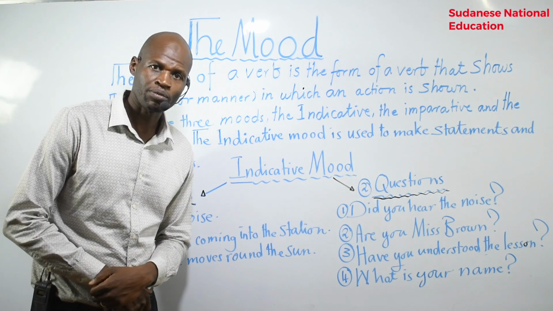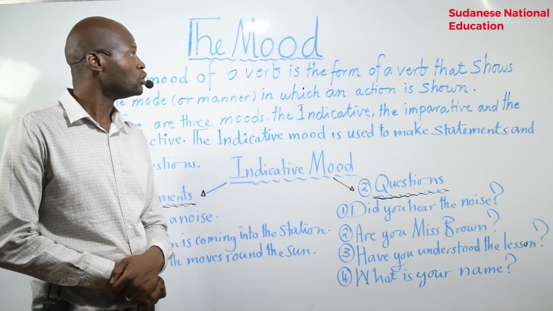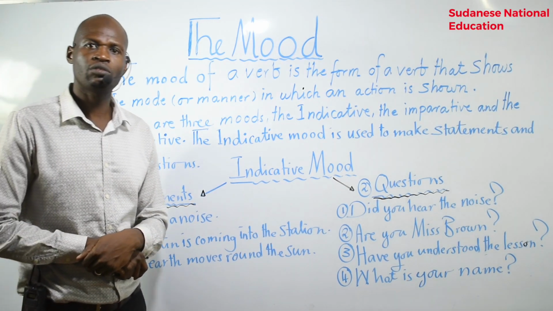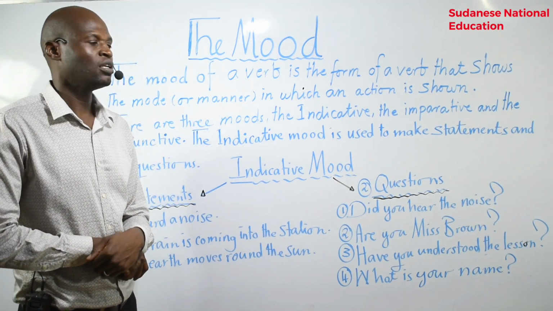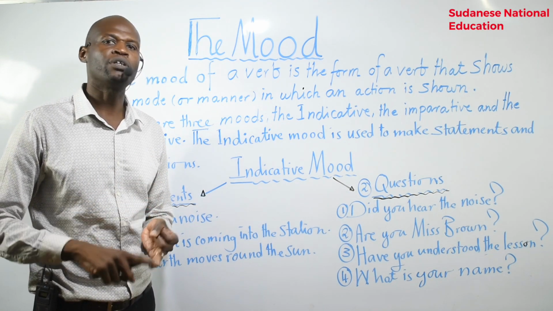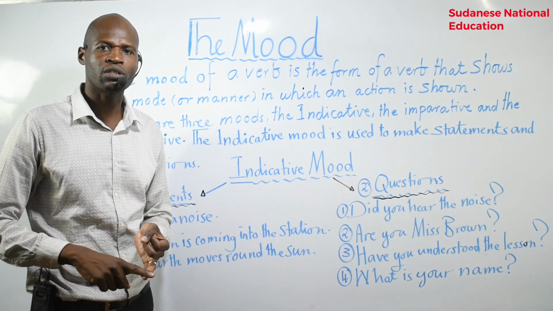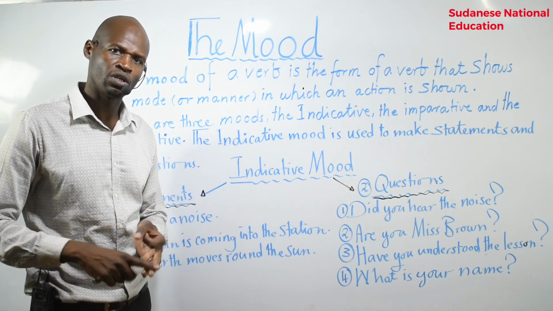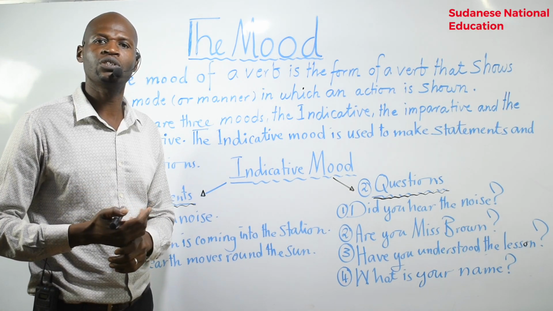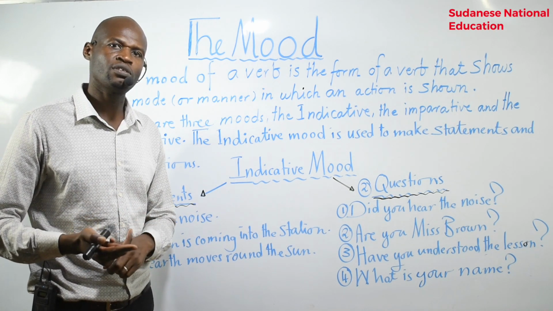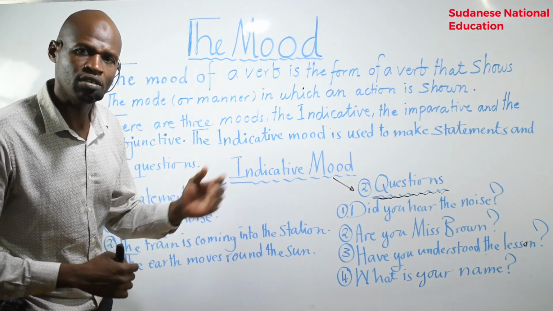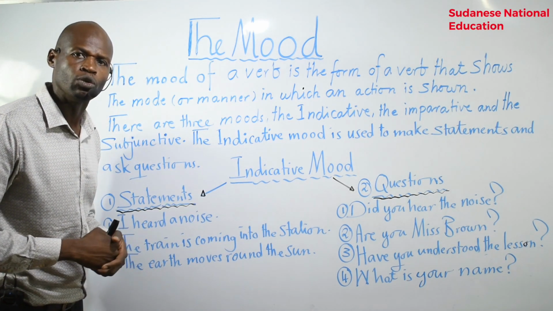Today we would like to talk about a very important issue, the mood of the verb. Here we'll discuss the definitions of the word mood, and we'll see the types of the mood: indicative mood and imperative mood, and later we'll discuss the subjunctive mood. Dear learner, when we speak, we make different sentences, we make statements, we make questions, we make commands as well as requests. Let's see the mode or the mood of the verb.